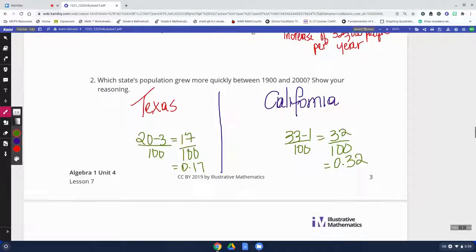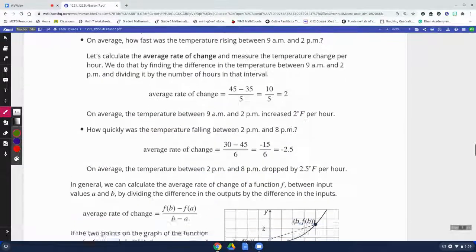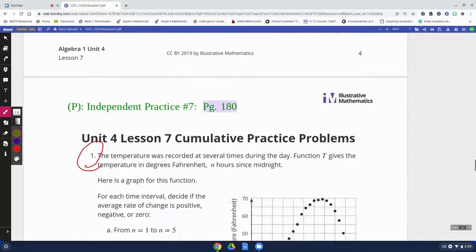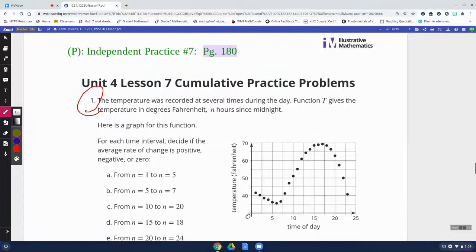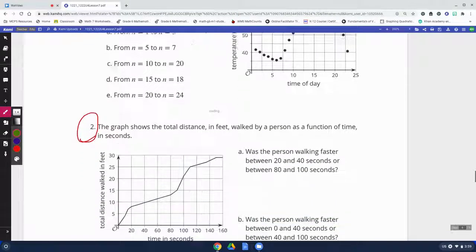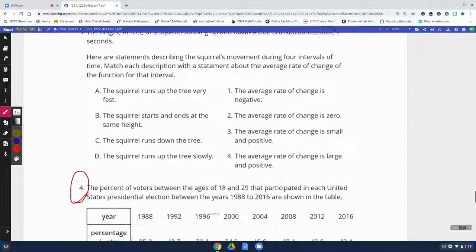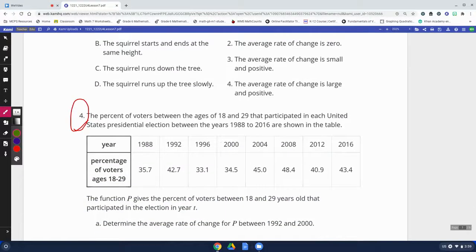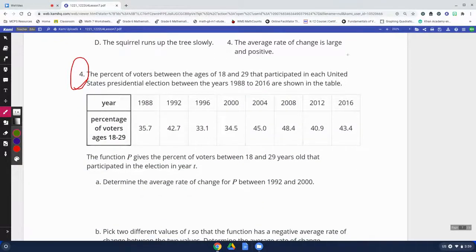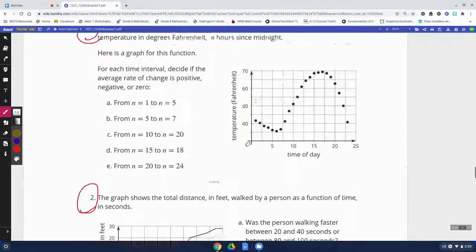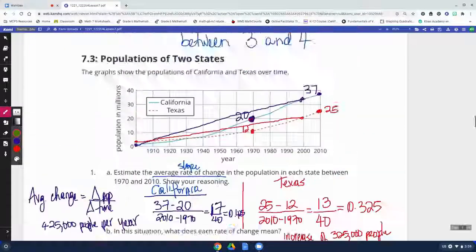Right, so you're going to practice on your own now. Okay. Start at page 180, numbers 1, 2, and 4, right? And then you can check the answer key online when you are done.